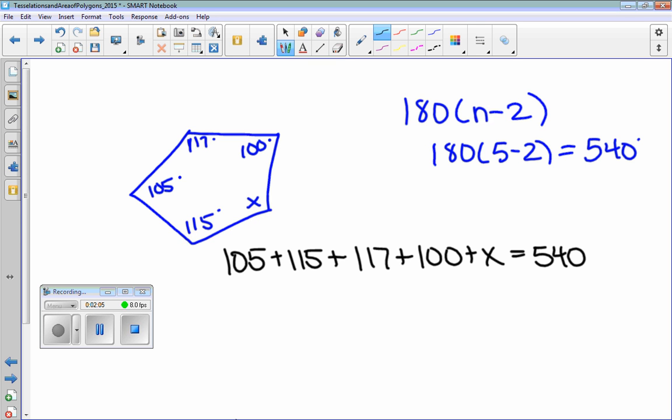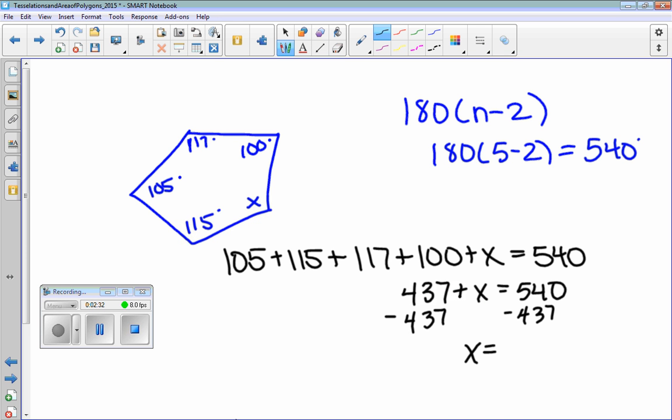Okay? So when you go ahead and solve this, you're going to add the current things that you have together and combine like terms. So 105 plus 115 plus 117 plus 100. So you get 437 plus x is equal to 540. And then you're just going to subtract the 437 from both sides, and you get x equals 103. Is that okay? Good.